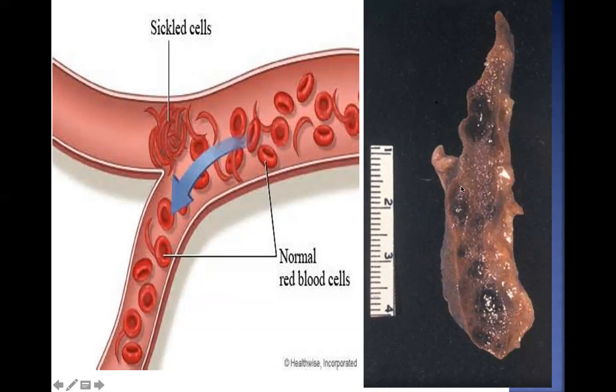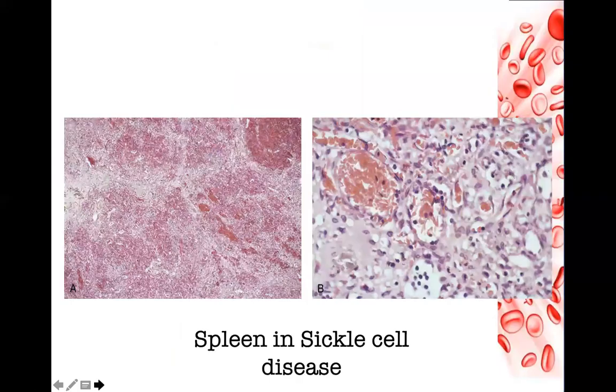If I'm not mistaken, I'm not sure which organ this is. This is just to show you an organ that has been affected by sickling, and you can see there is a lot of thrombosis. So this is how the spleen would look in sickle cell disease. This is on scanner view. This is in lower power view. So a lot of red cells have been trapped within the spleen.